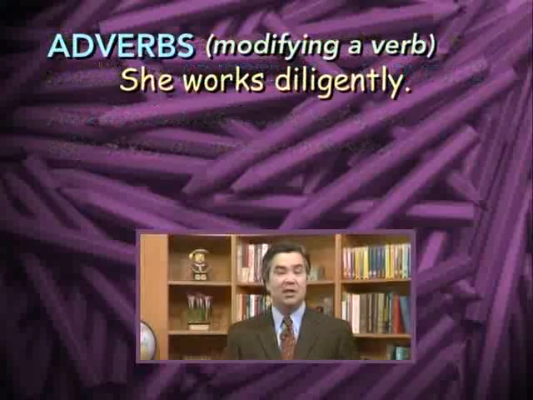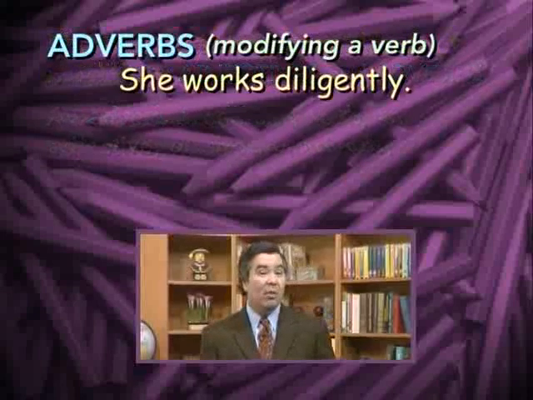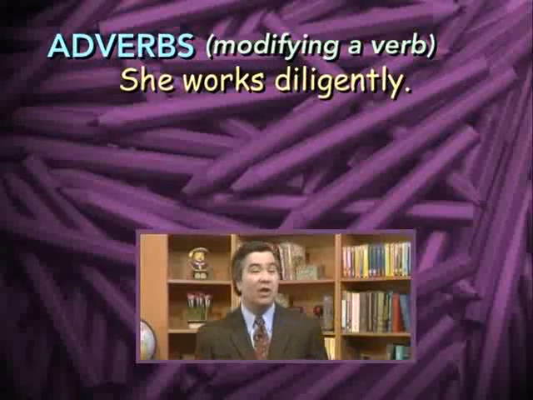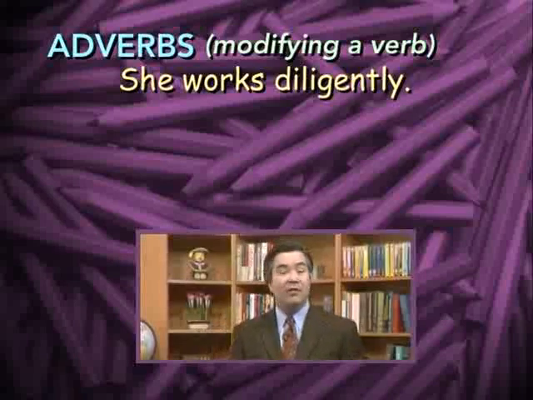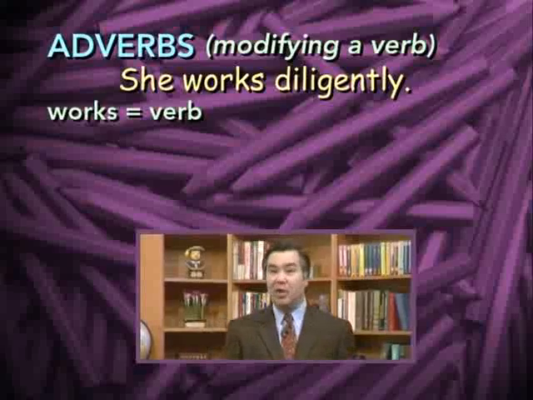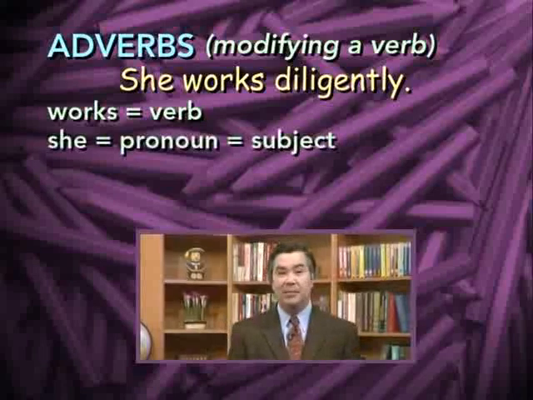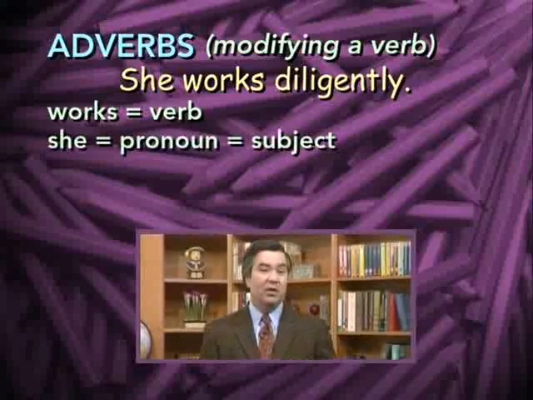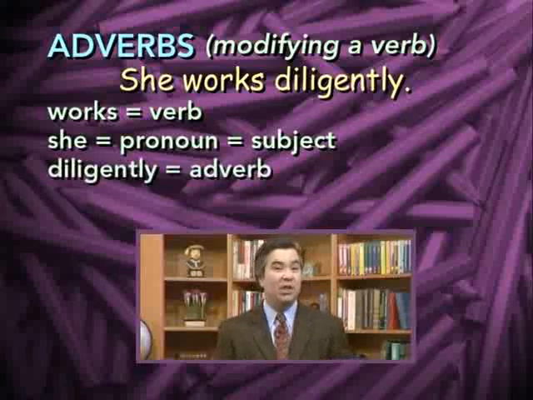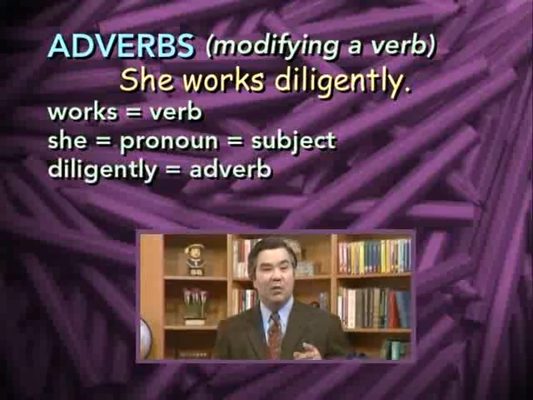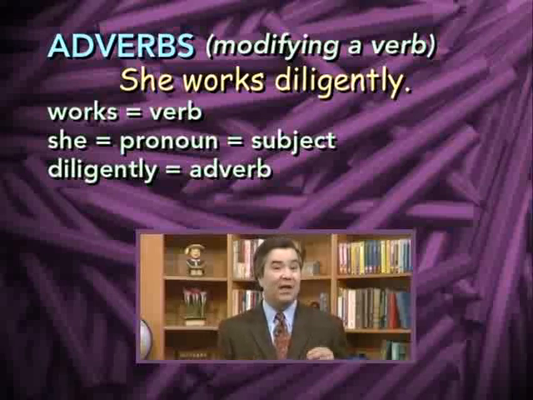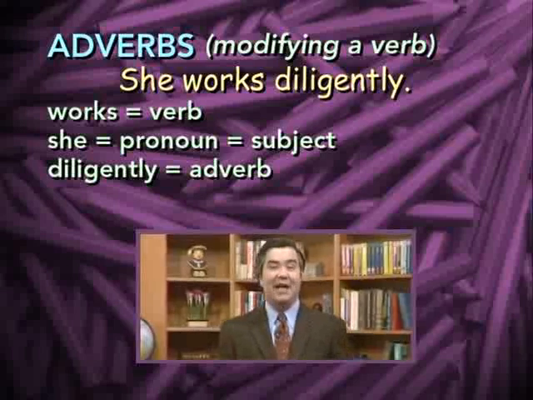Here's a short sentence. She works diligently. When you analyze a sentence, it's usually best to begin by looking for the verb, the single most important word in the sentence. What's the verb here? The verb is works. What's the subject of the verb works? Who or what is doing the working? The answer is the pronoun she. Now, what about the word diligently? What role does that play in the sentence? Well, diligently is an adverb because it gives more information about or modifies the verb works. It tells us how she works: diligently. Since diligently modifies or gives more information about a verb, it's an adverb.